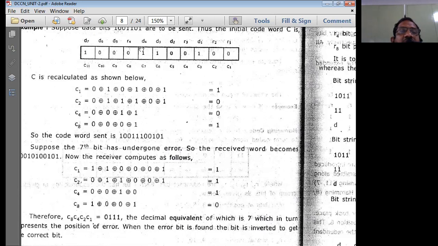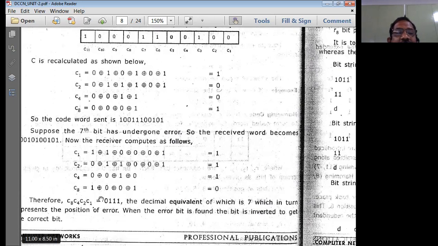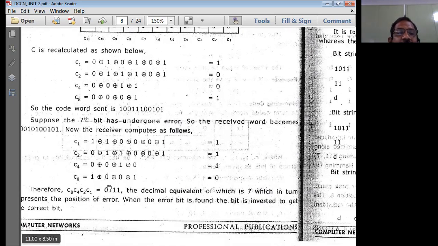See here, the 7th bit is 1. This 7th bit has been made equal to 0 here. Once it is made equal to 0, we calculate this particular code, and this code resembles the value 0, 1, 1, 1, 1. I can write it like this. The decimal equivalent of this is equal to 7, which in turn presents the position of the error. That means the 7th bit is in error. We have to invert that particular 7th bit, and thereby we get the correct bit over there.